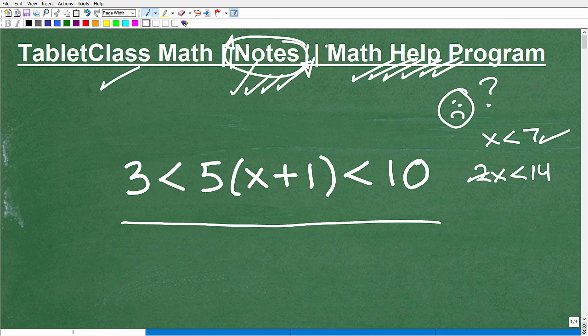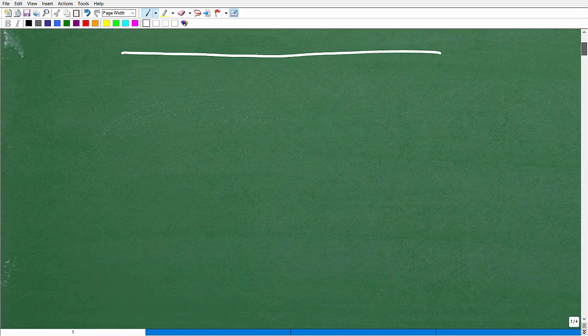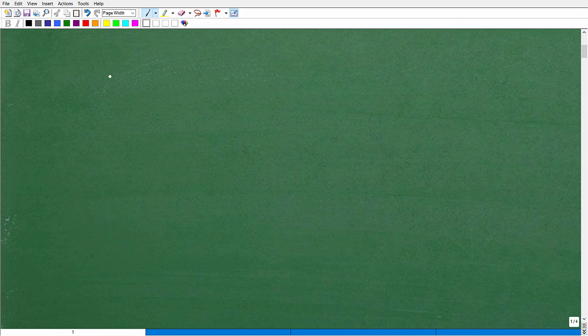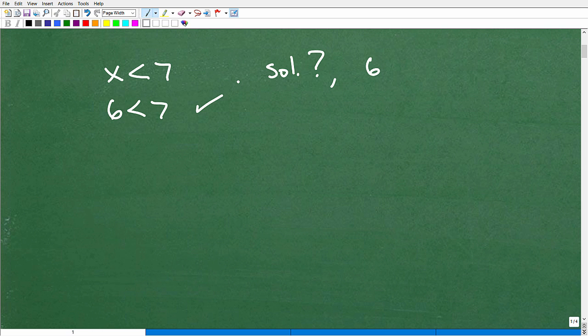All right, so let's get into solving this inequality. And again, a couple things here. You want to know, first off, let's take this little inequality right here. This means x is less than 7, right? Some number is less than 7. So what is a solution to this inequality? Some of you might be like, oh, how about 6? Yes, 6 would be a solution to this inequality because 6 is in fact less than 7. Yay, that works. We're good to go.